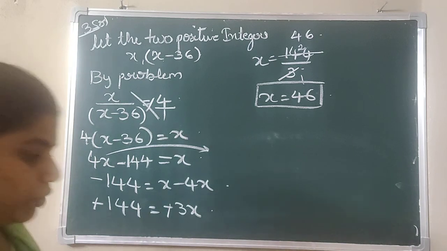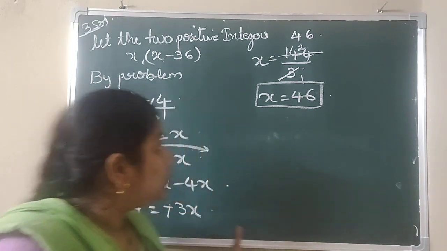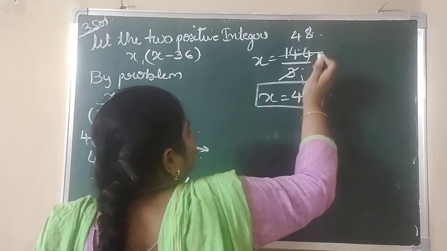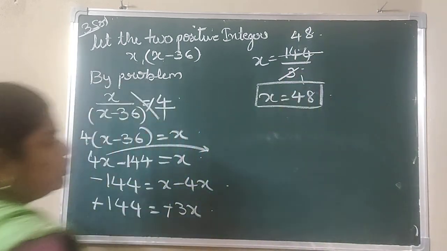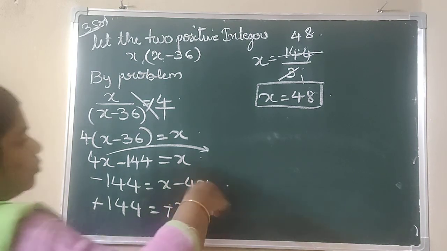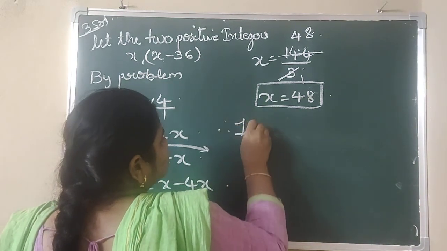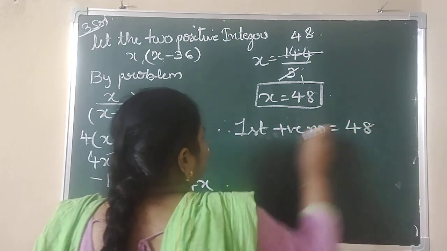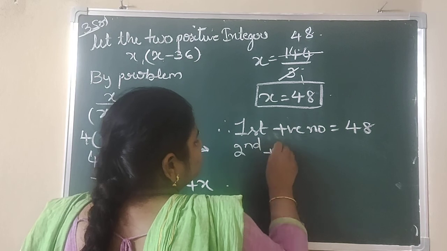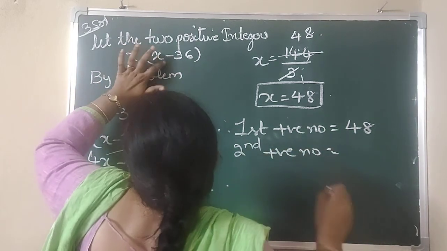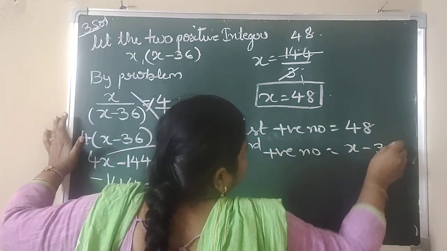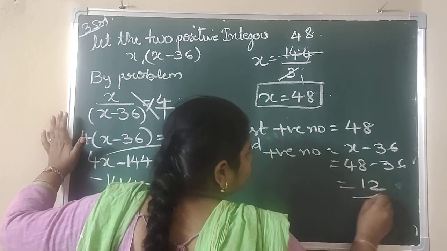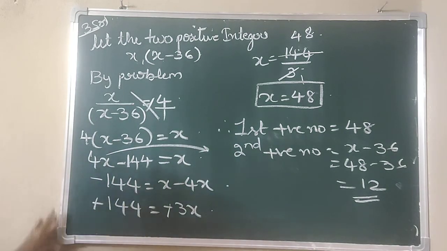So first positive number is how much? 40. Sorry, 6 8s are 48. So the first positive number is 48. And the second positive number, what they told, that is x minus 36. That is 48 minus 36. That will be equal to 12. So this is our third solution.